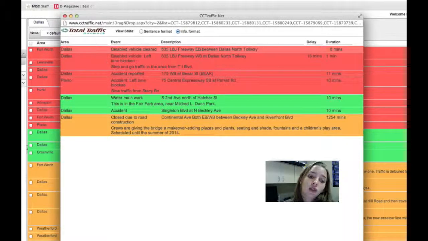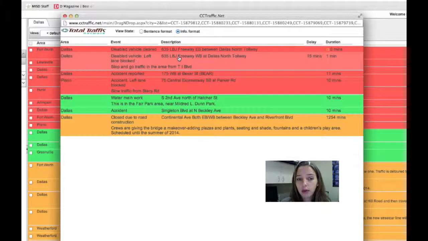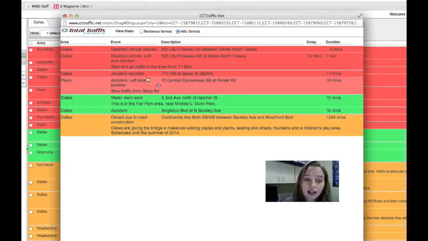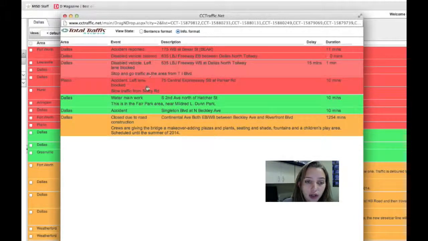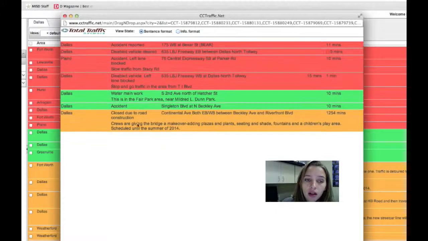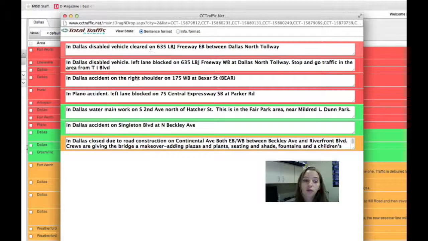Now your options for writing, you could just look at this, open up a Word document, and type your script. And that's the way that I prefer to do it because this is well organized. I can see that these two are on the same highway, and I can combine those reports and make it nice and concise. You can also move these around in whatever order you think is right. But you can take it back over to sentence format.